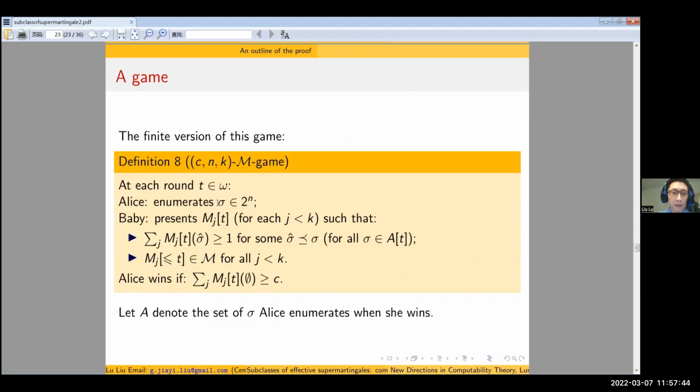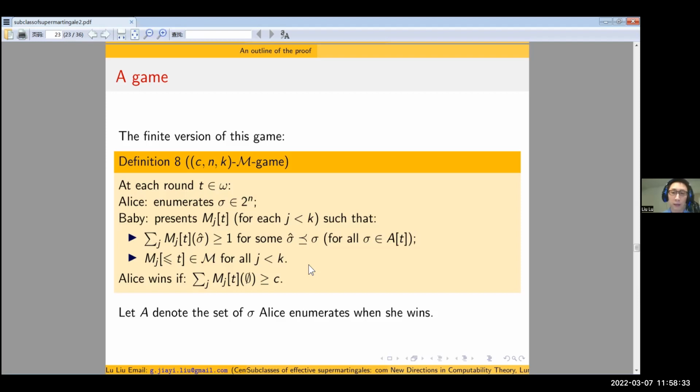We know that this finite version of the game ends in finitely many rounds. But the actual game does not necessarily end in finitely many rounds, because in this finite version, Baby has to react to the enumeration of sigma immediately at the same round. But in the actual game, Baby's response could be very delayed. So this is where we need the subsequence clause. We don't need to look at all the rounds. We just need to look at a subset of these rounds, and this subset of rounds is a finite set. So only these rounds matter, only the rounds where Baby responds to the strings Alice enumerates.